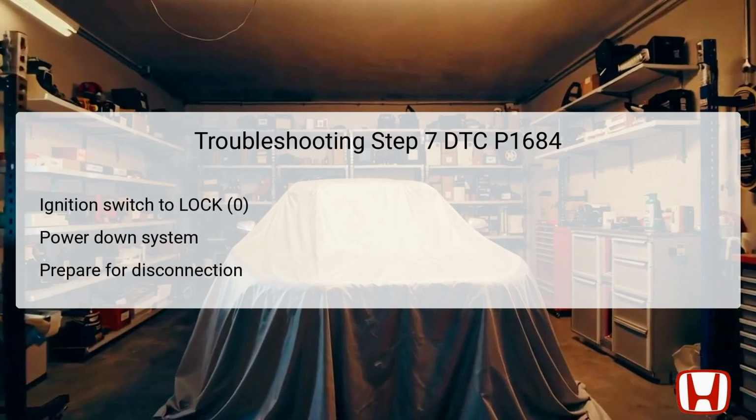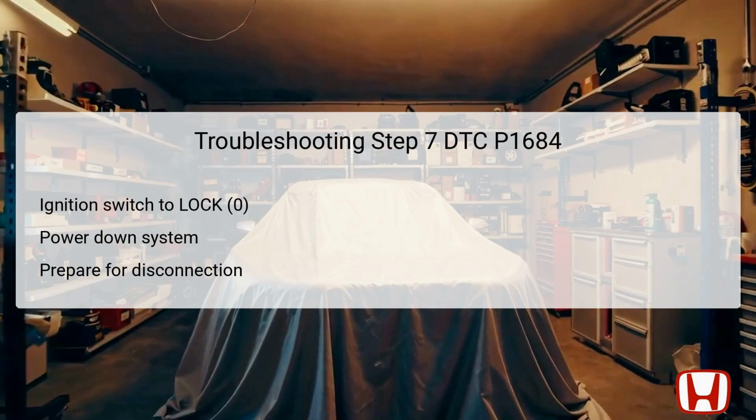The seventh troubleshooting step requires turning the ignition switch to the lock 0 position once again. This action will power down the vehicle's entire electrical system, allowing technicians to safely proceed with the next physical inspection and repairs, as it is crucial to ensure electrical components remain undisturbed during disconnections. Shutting off the ignition minimizes safety risks and prevents unintended activation of certain systems.